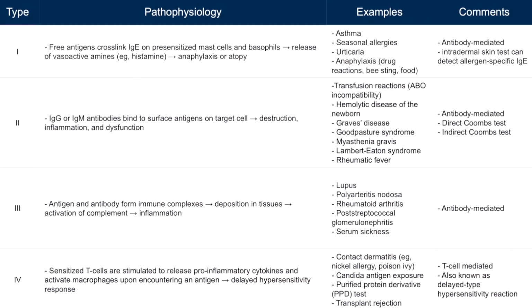All right, now let's move on to type 3 hypersensitivity reactions. In type 3 hypersensitivity reactions, antigen and antibody form immune complexes, deposit in tissues, and activate complement, thereby leading to inflammation.